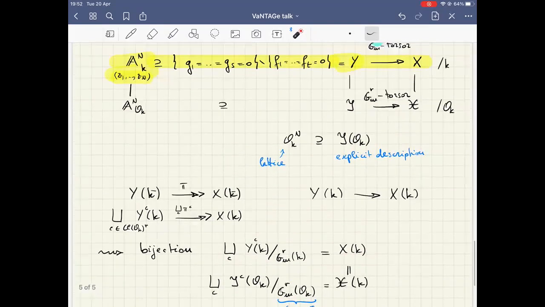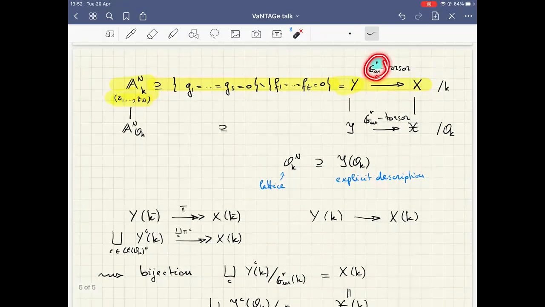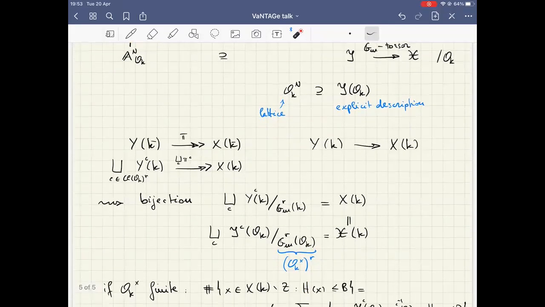And now the other thing about these torsors is that this group G_m^r has an action on Y inside the fibers. And so what one can really write down is a bijection between the rational points on Y modulo the action of these fibers that are G_m^r, into the rational points of X. This is a little bit technical, but this is a very good thing, because now we have the points on X.